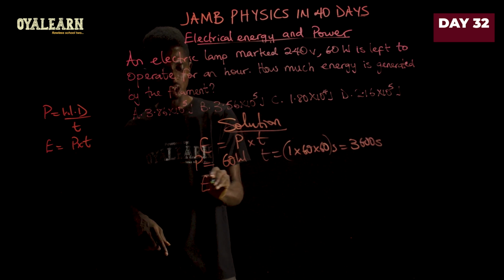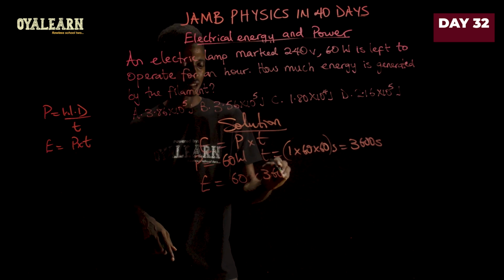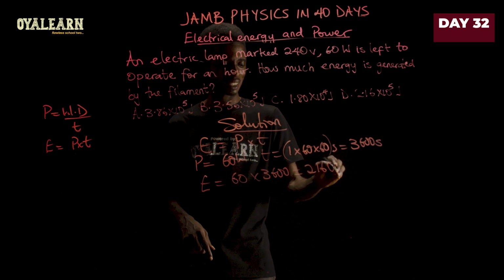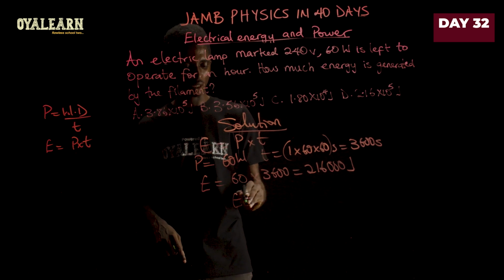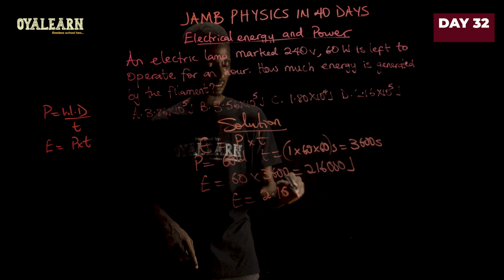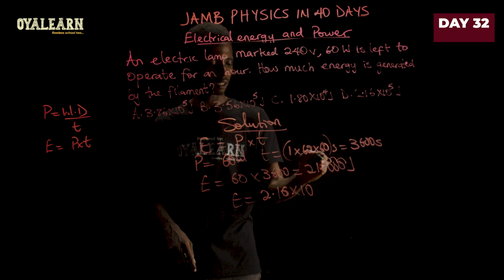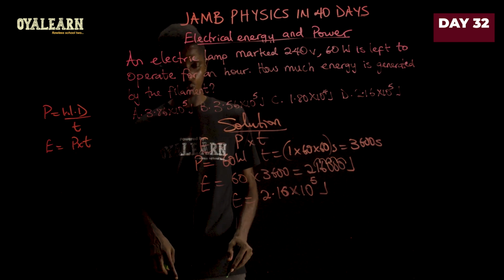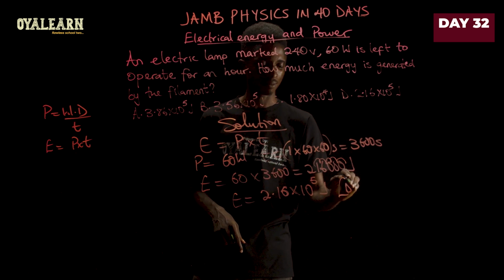So therefore the energy is 60 times 3,600, and this would give us 216,000 joules. Now to bring this to standard form, that would be 2.16 times 10 to the power of, now this is 1, 2, 3, 4, 5, so power of 5 in joules. So the correct option here is option D.